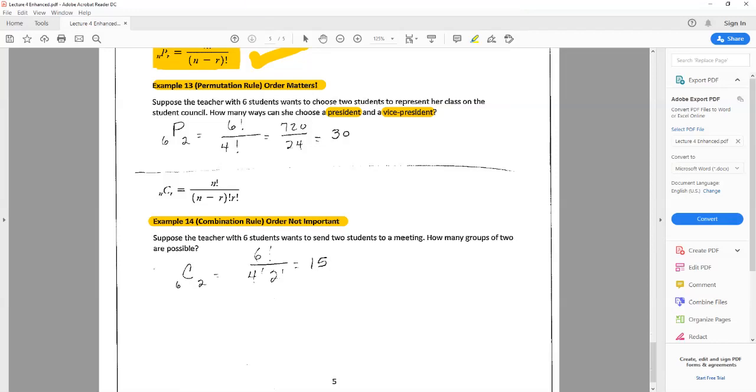So this is called a combination. This is a combination of 6 choose 2. And if you go through the formula here, where N is the number of students and R is the number she is choosing, then you can see that there are 15 different ways she can send 2 students to a meeting.